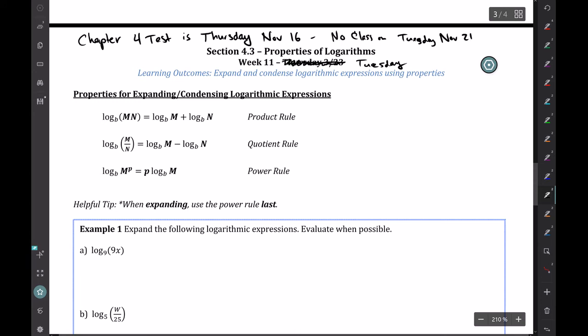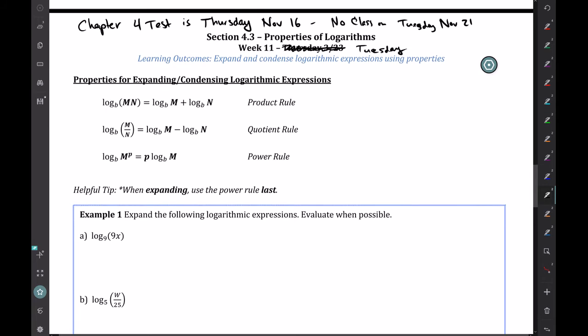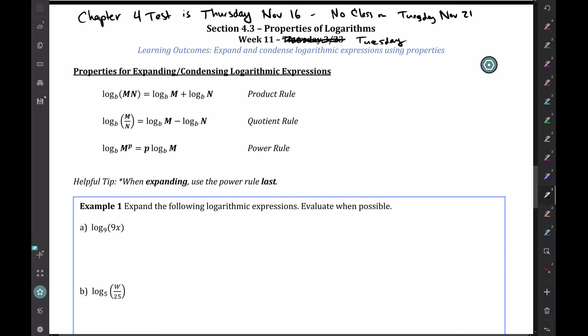And remember, we all voted on this in class, and we came to a kind of unanimous consensus that you would prefer to take the test on Thursday, November 16th, so that you don't have to worry about it on the Tuesday before Thanksgiving.